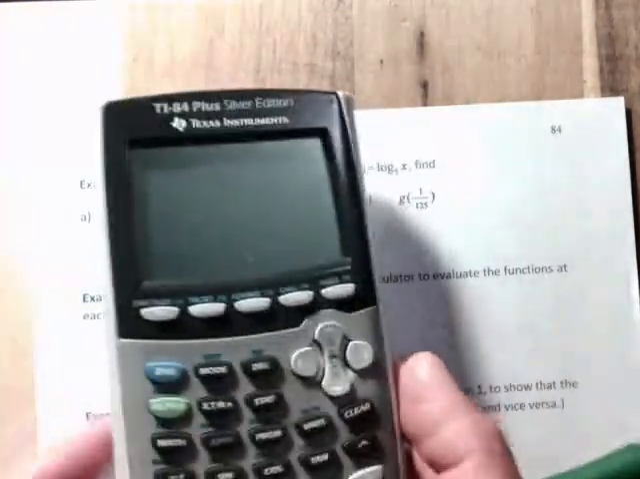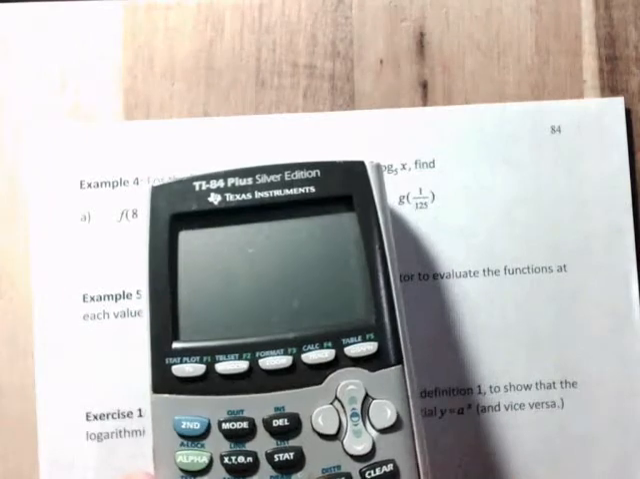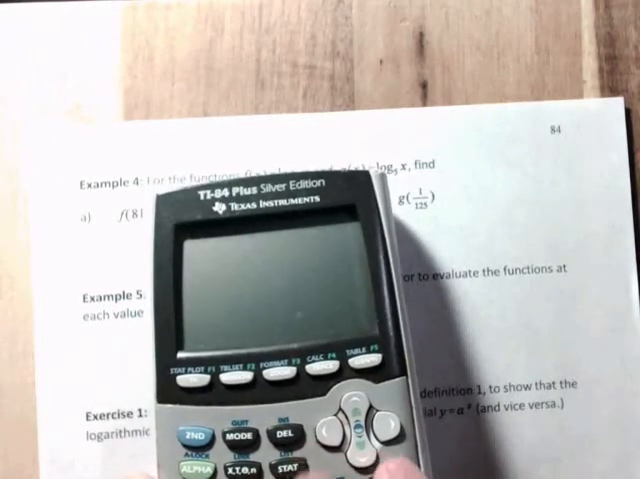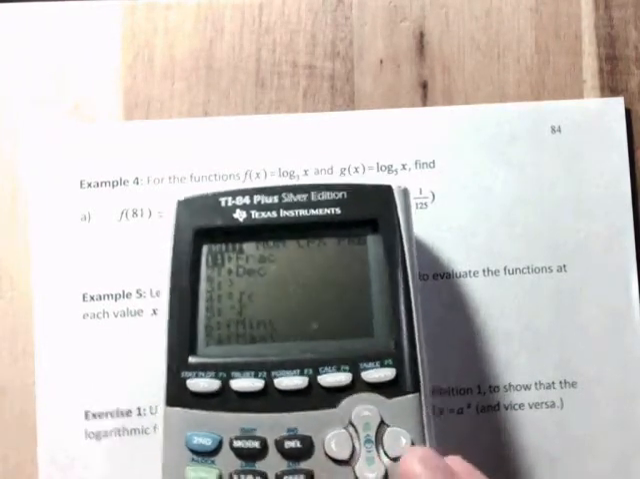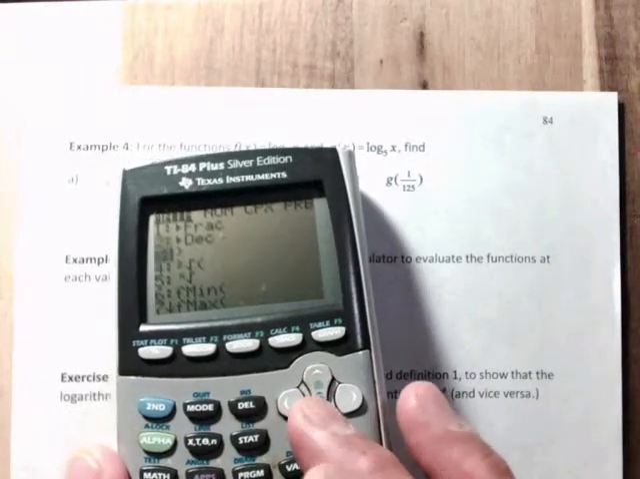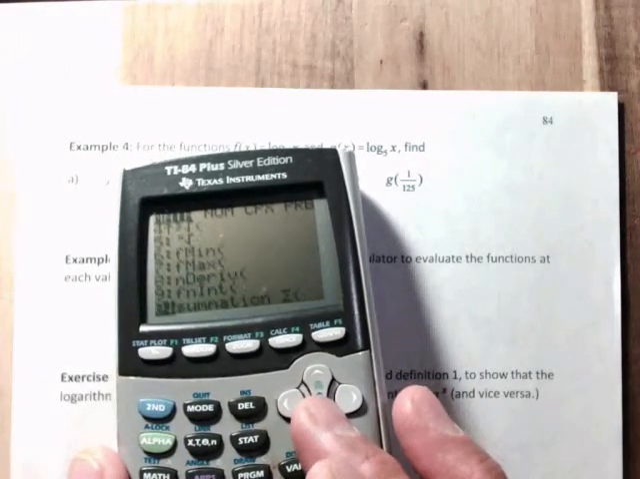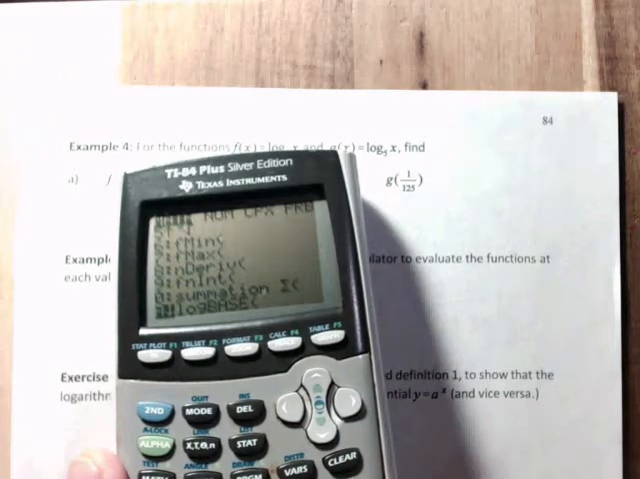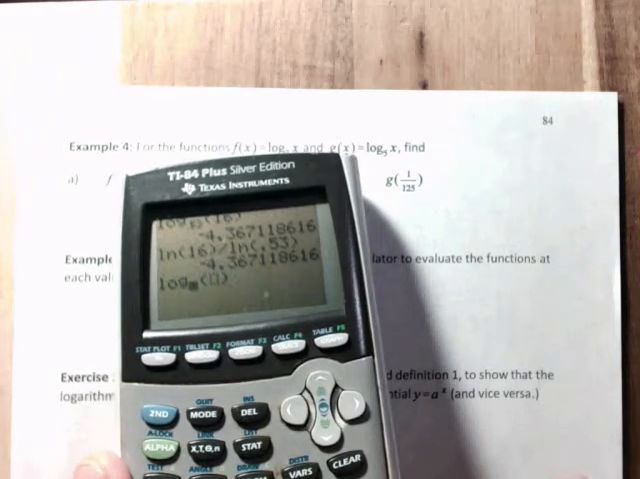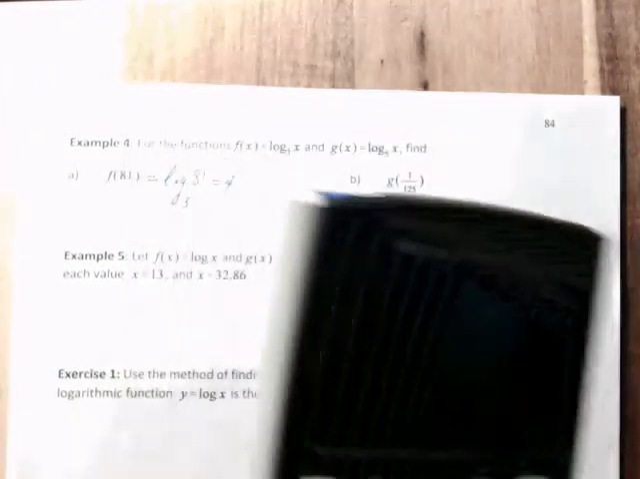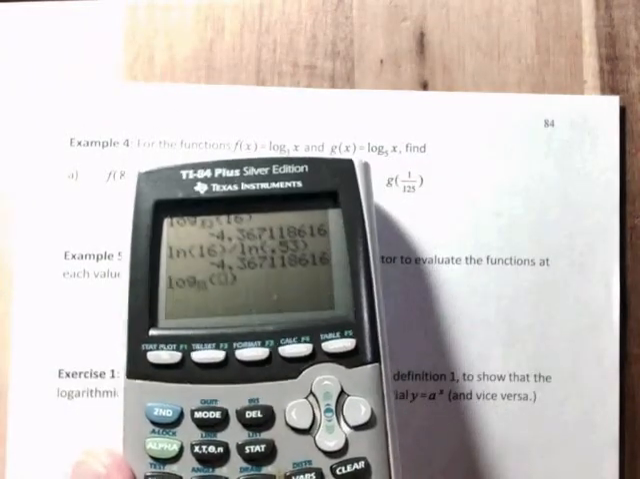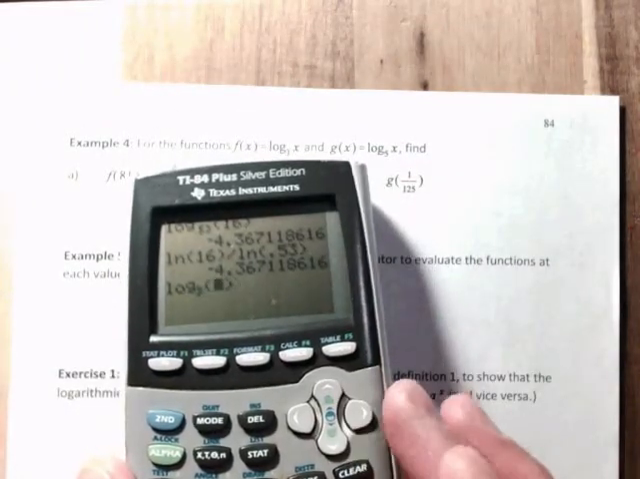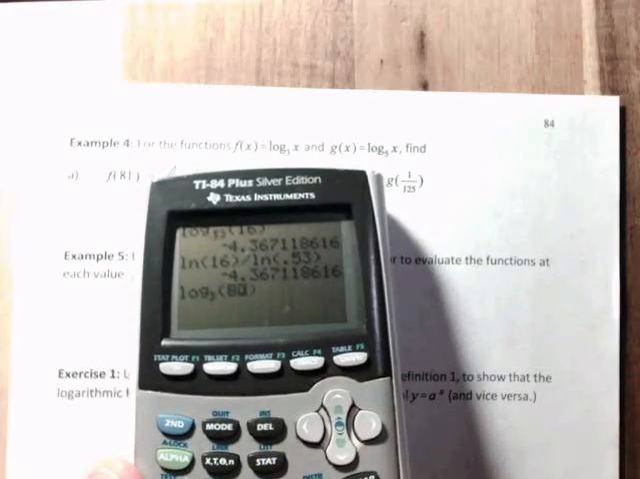You can actually do this in your calculator using that base feature. If I go to math, go down the list, log base 3, 81.